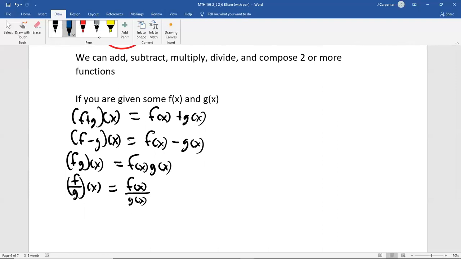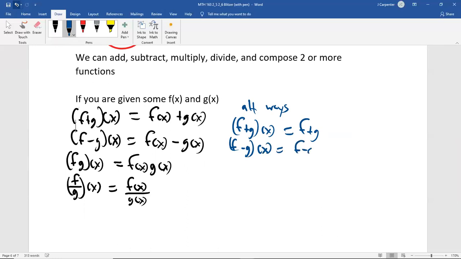Just so you know, there are alternate ways to write these. Instead of writing f plus g, that got a little sloppy, let me erase, f plus g of x, this would be the same thing as just writing f plus g. The same thing for all the others as well, which I will not write all 4 of them. You're more than welcome to.